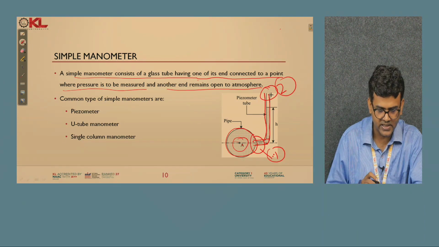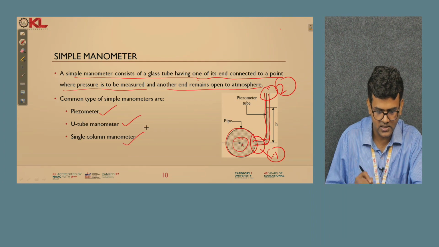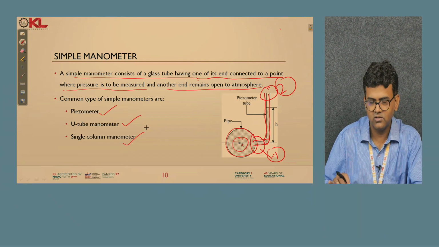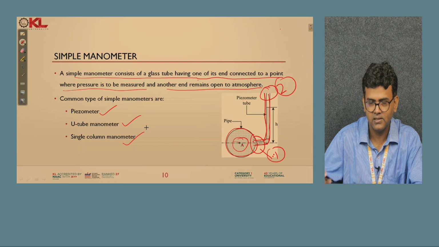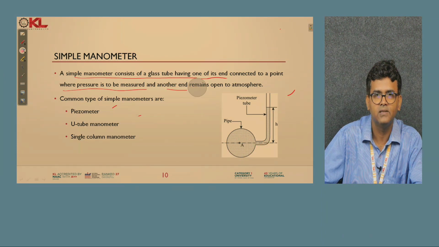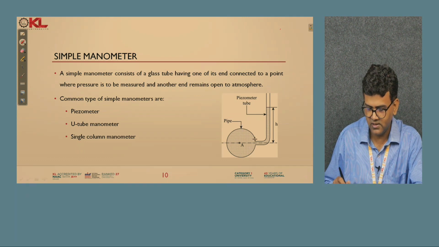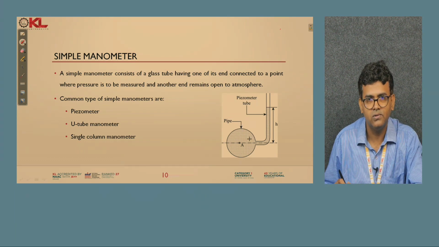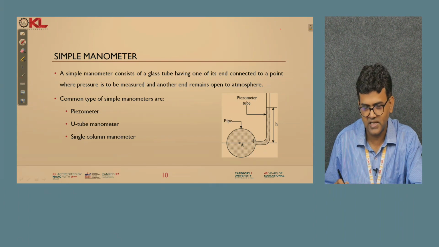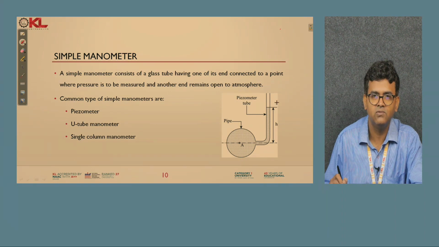The simple manometer category has the piezometer, U-tube manometer, and single column manometer. The piezometer is also a simple manometer. Let's see these different types of manometer. What is the main characteristic here? One end is connected to the tube or pipe where the pressure has to be measured, and the other end is subjected to atmospheric pressure.